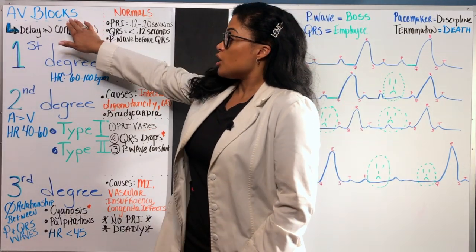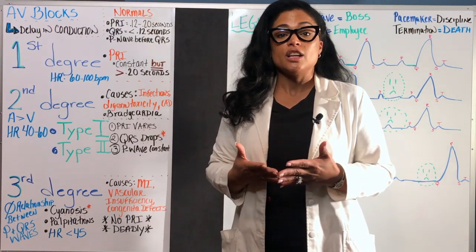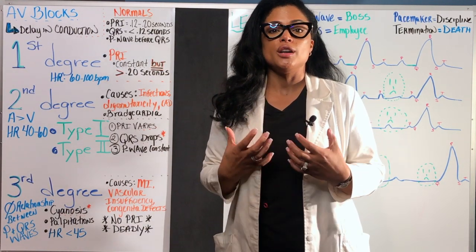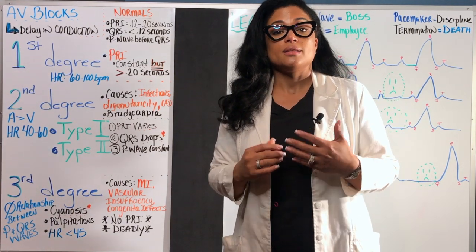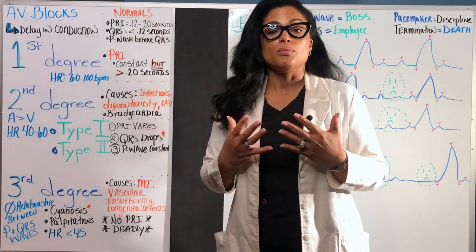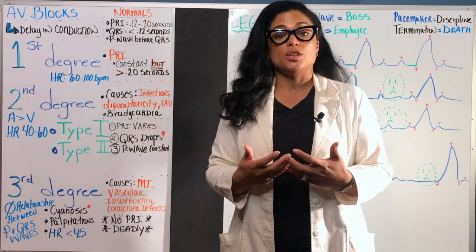Now, as I said, we're going to go over the AV blocks. AV blocks are basically a delay in conduction. So just like your phone needs energy, it needs a charge, your heart needs this energy. And if you know the circulation of the heart is the SA node, then the AV node, then you have the bundle of His and the Purkinje fibers. So all of those things control a certain action in your heart.